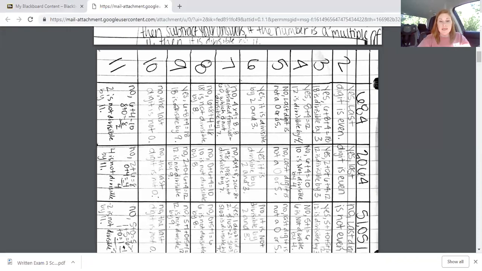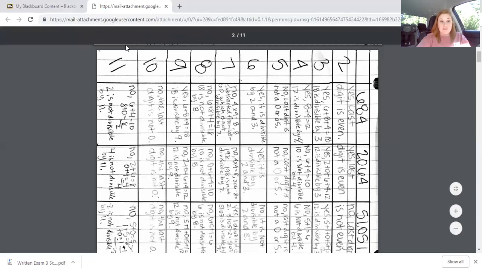The number 9, it will be divisible by 9 because if you add those digits and divide it by 9, you're going to get a whole number. Number 10, if the last digit is a 0, then the number will be divisible by 10. If it is not, then it will not be divisible. So 684, the last digit is a 4. 10 will not go into that number evenly.